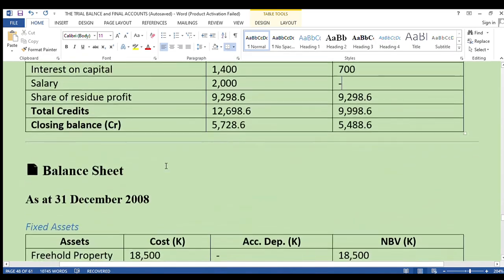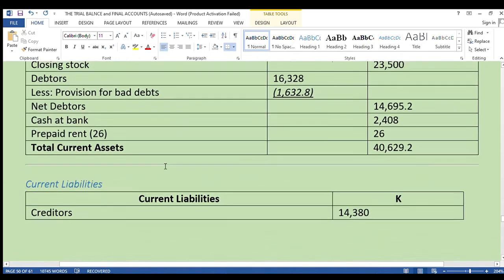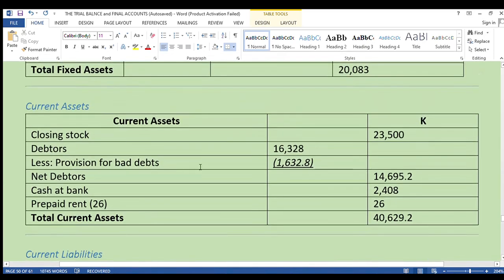10% of this figure, it's this. So this minus this will give us the total debtors. Then we get cash at bank, which is this, and the prepaid rent. Prepaid rent is a current asset, so it should be included here. So when you add this, you get the total current assets.